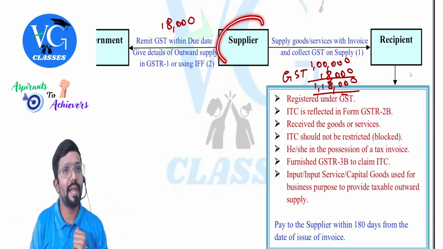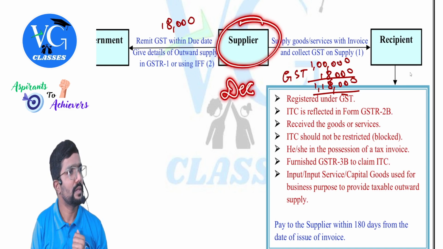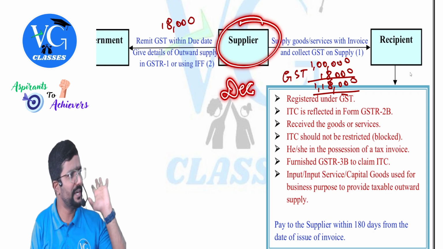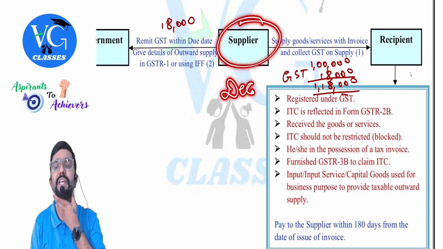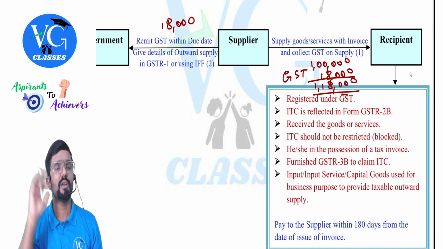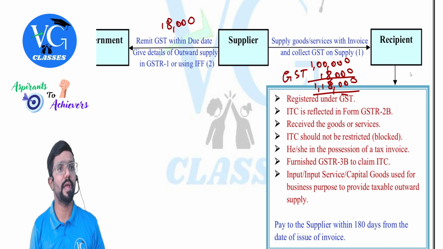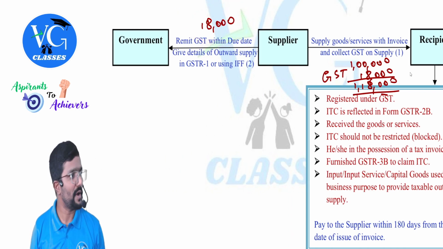Did supply take place? Yes. Assume time of supply is falling in December. That means on or before 20th January, you need to pay GST? Yes. Sir, till 20th January, still recipient has not paid, sir. What should I do? Pay out of your own pocket. That is your headache. You sold on credit. Supplier, you please pay out of your own pocket. Okay. Supplier paid out of his own pocket.